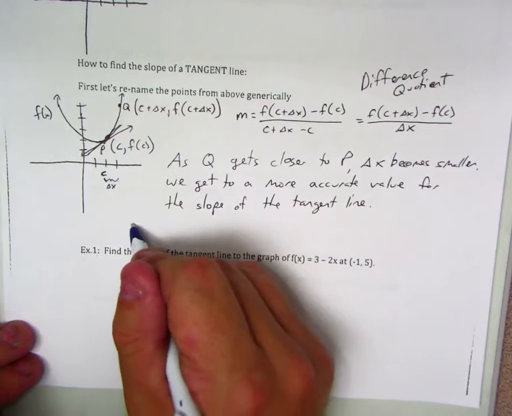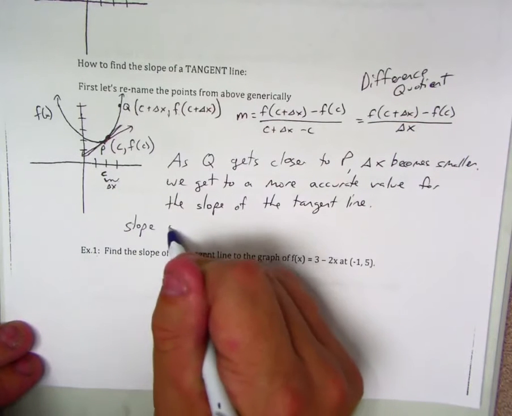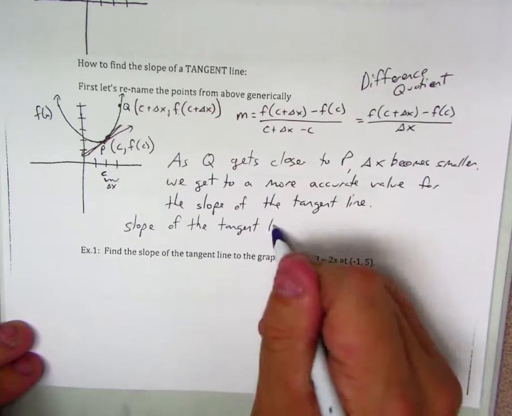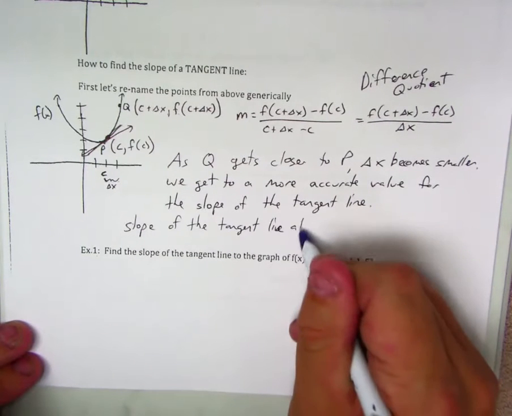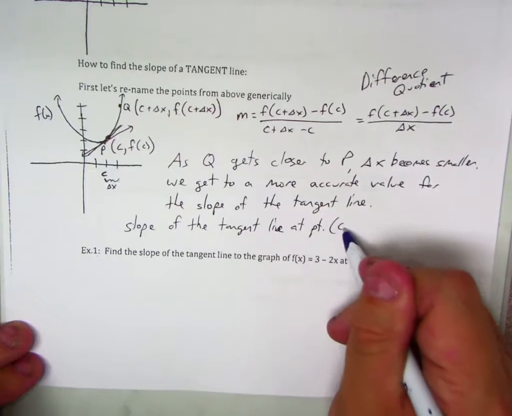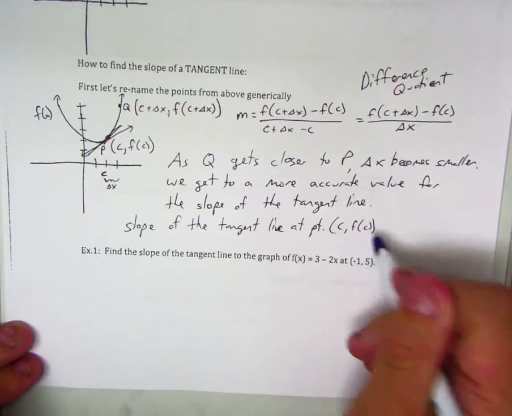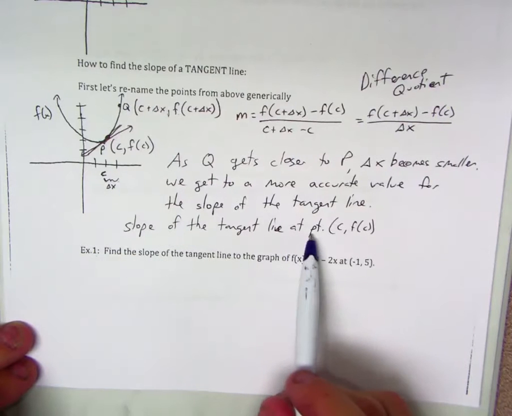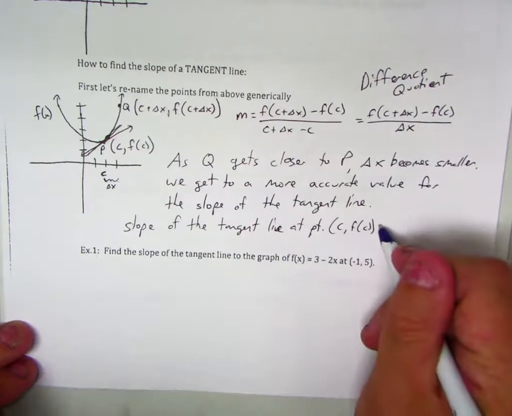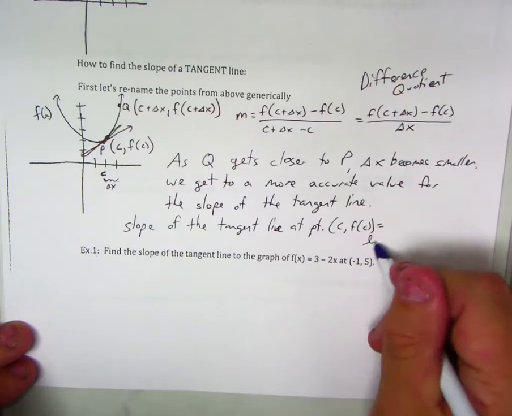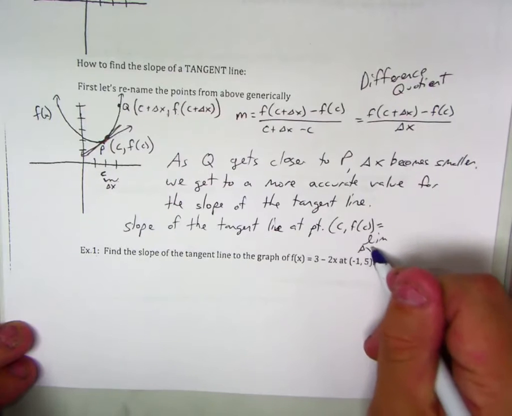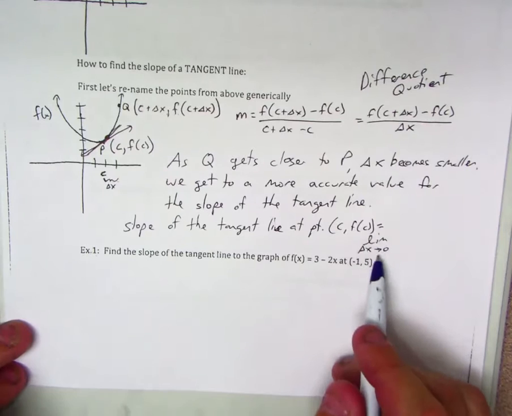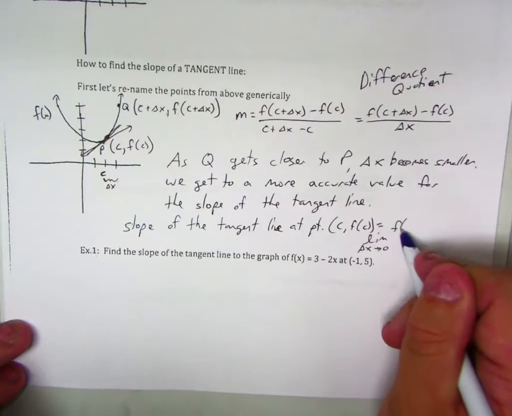So here's what we use limits for. If we want to find the slope of the tangent line at point C, f of c. So for our problem here, that's what point P is, C, f of c. If we want to find the slope of the tangent line at point C, f of c, here's what we do. We take the limit as delta x approaches 0. We're trying to get delta x as small as possible. We're trying to get it down to 0 of that difference quotient we just talked about.